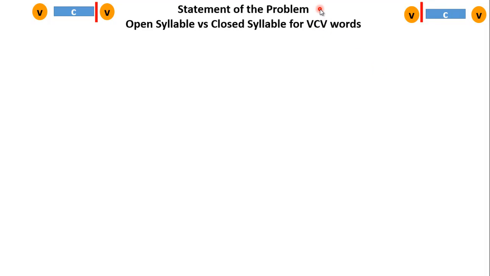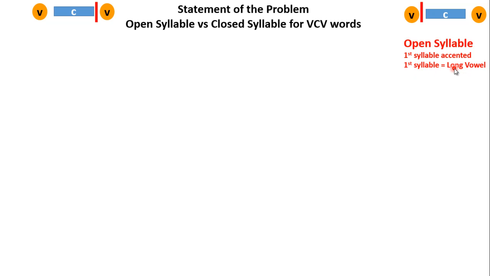This short video will discuss the statement of the problem between the open syllable versus the closed syllable for vowel, consonant, vowel words. Here we have a pattern of a vowel, consonant, vowel. What we're going to do is cut between the leading vowel and the consonant. This will create what we call an open syllable. The characteristics are usually the first syllable is accented, and this leading vowel in the first syllable will be long.